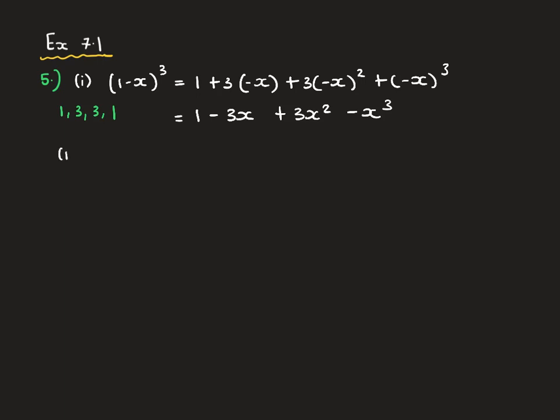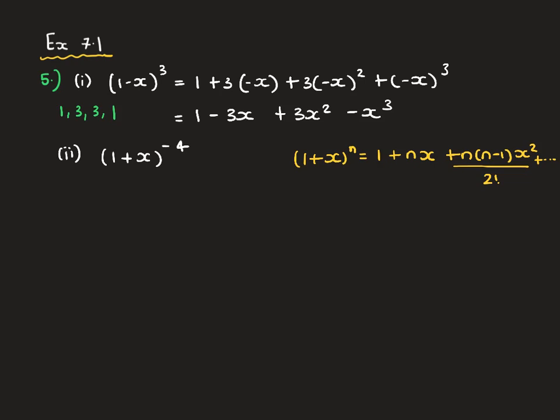Now, part 2, find the first 3 terms in the expansion of (1 plus x) to the negative 4. So this time, we're going to need to use our generic binomial expansion, (1 plus x) to the n, 1 plus nx plus n times (n minus 1) x squared over 2 factorial.